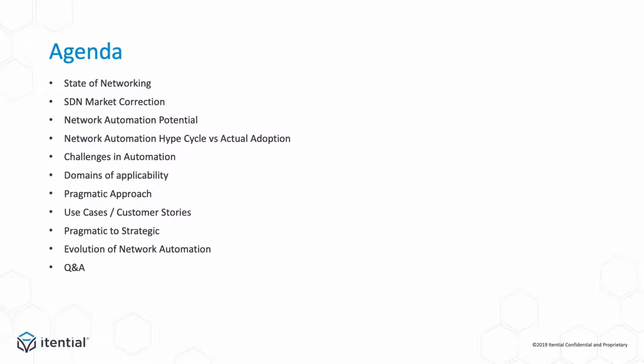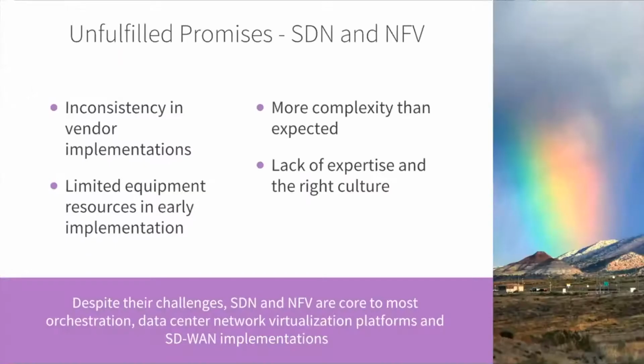We'll start out talking a bit about the state of networking, where SDN has taken us. We'll talk about the potential for network automation and what analysts and other pundits view as the potential for network automation. And then we'll get right to it and talk about how we go about taking a pragmatic approach to automation. Chris will give us details around use cases and customer stories that they've seen, and then talk about next steps and the evolution of network automation. So with that, let's go ahead and get started.